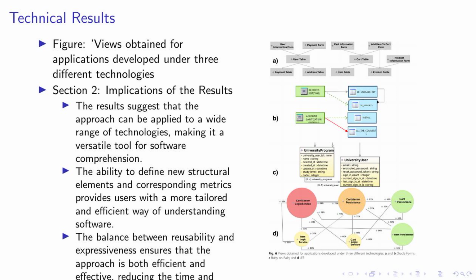Frame title: flexibility and adaptability. Figure: demonstration of our approach's flexibility across different technologies. Section 3: evaluation of flexibility. Our approach's flexibility is its key strength, allowing it to be easily modified for use across various source technologies. We've tested this on Oracle Forms, Java, and Ruby, which are quite different from each other, demonstrating its wide applicability. The results from these industrial cases show that our approach can be successfully applied to a diverse range of technologies. This adaptability makes our approach a powerful tool for software comprehension in the industry.